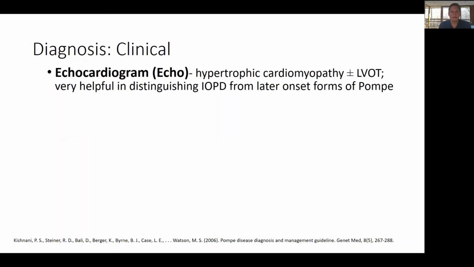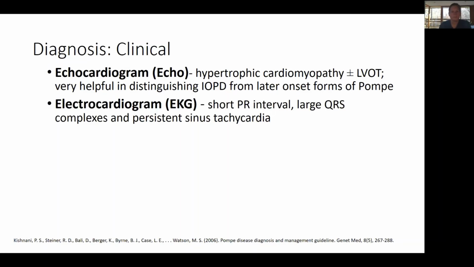Some of the clinical tests: echocardiogram can show the hypertrophic cardiomyopathy and is very helpful in distinguishing infantile onset from later onset forms of Pompe disease. And this is often one of the first things that is done when a patient is diagnosed with Pompe disease via newborn screening. They bring the child and the family in and they do an echo. If the echo is fairly normal, then I think that's when they start to look at the family and say, you know, this could be a late onset form. If there's hypertrophic cardiomyopathy, then it's more of a sign that this is the infantile form. The EKG, which tells us the rhythm.